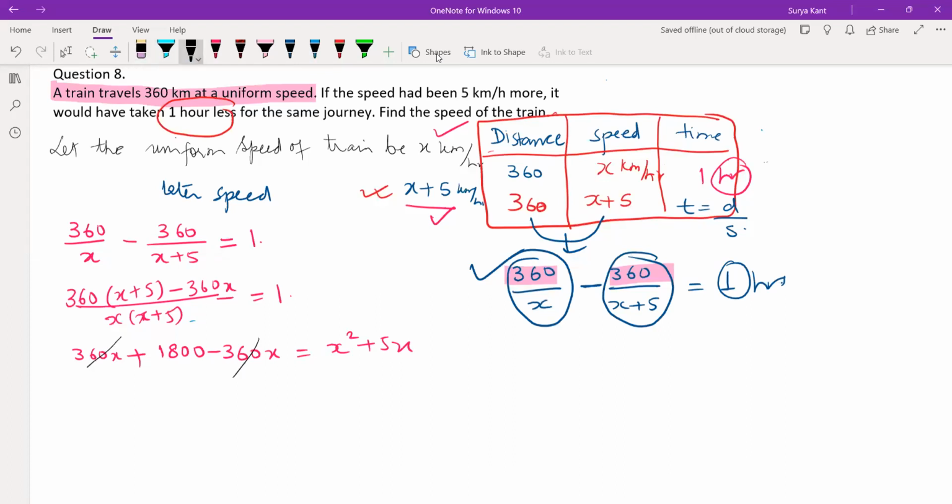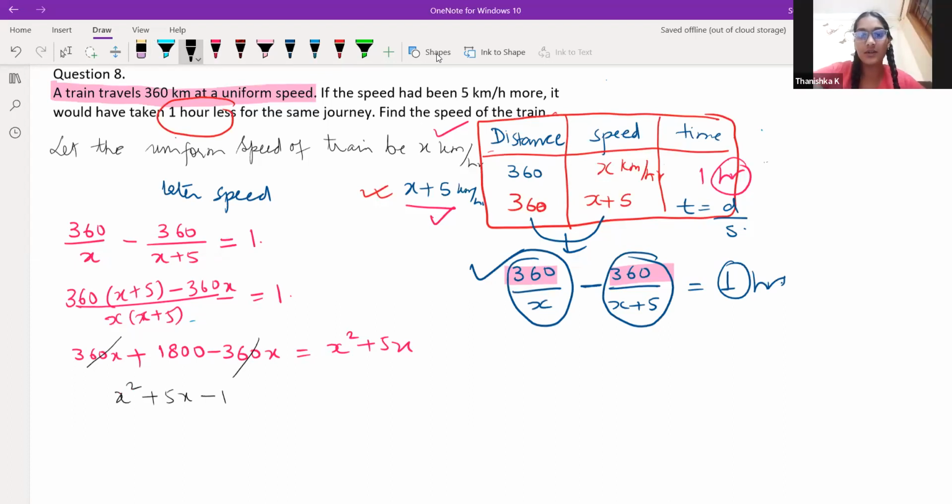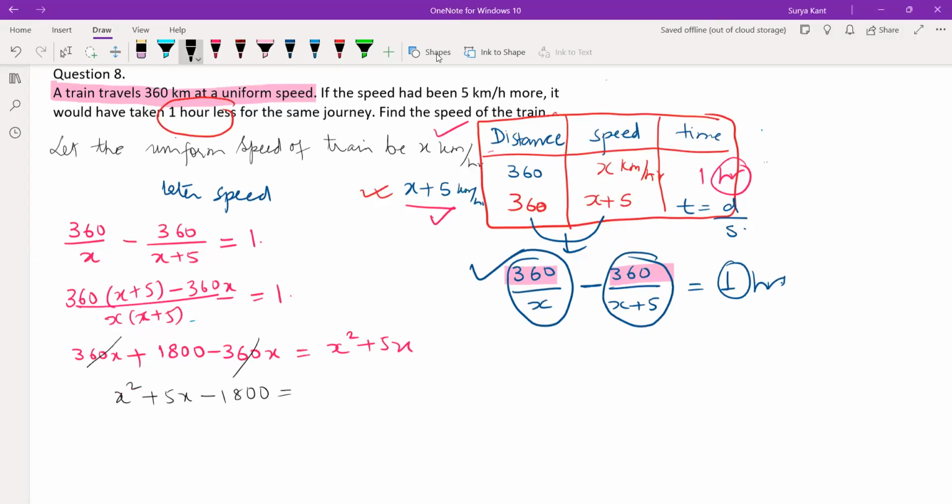So now what is the equation here? x square plus 5x minus 1800 is equal to 0. Now you have to split the middle term. All of you do it. Sir, I got the splitting. What splitting did you get? 45x and minus 40x. So 45x should be positive and 40x should be negative, then only the answer will be plus 5. Later on your sign would be changed.